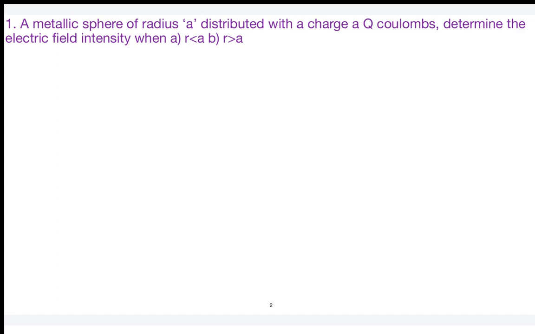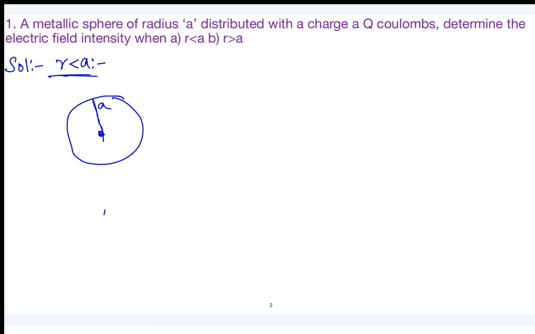There is a metallic sphere of radius A distributed with a charge of Q coulombs. Then determine the electric field intensity when R less than A and when R greater than A. So the first case, R less than A. So R less than A means, this is your metallic surface, right? And the radius of the metallic sphere is A. And you have considered a surface within the metallic sphere only. So this is your Gaussian surface with radius of R.